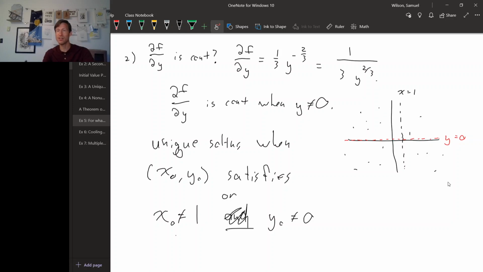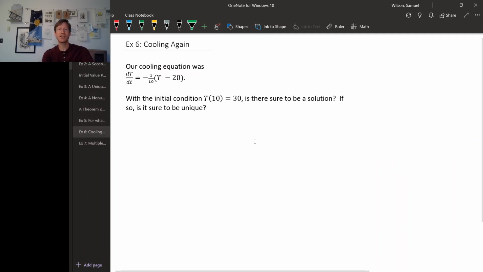So for every other initial condition, there's a unique solution that goes through that initial condition. All right, let's look at another example. Let's actually come back to our cooling example. So this was our cooling differential equation, and we had an initial condition. I've changed our initial condition. Our initial condition is that capital T of 10 is 30.